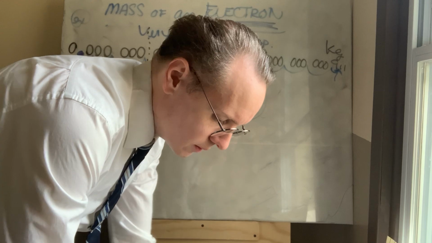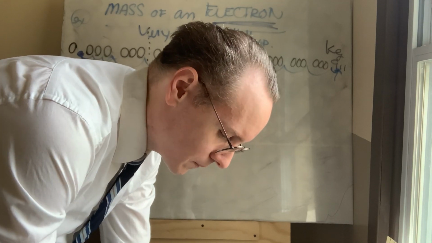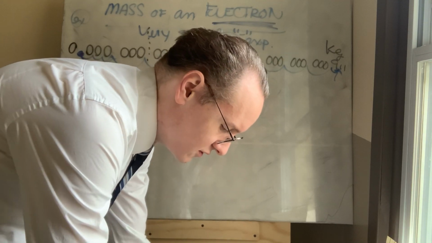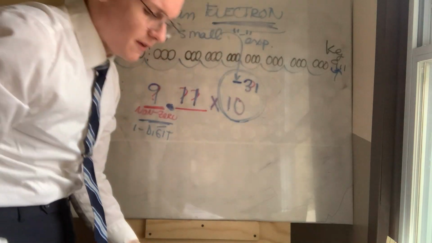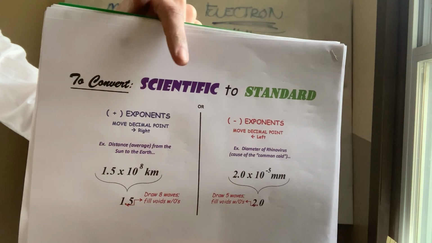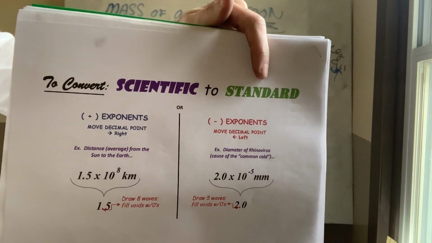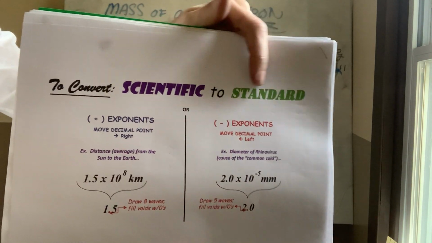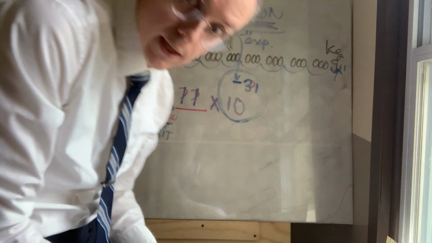All right. Now, going back the other way, here is the second part of the file that is a PDF that looks like this. When you're converting from scientific notation to a decimal number, or what we call standard form, a regular number.